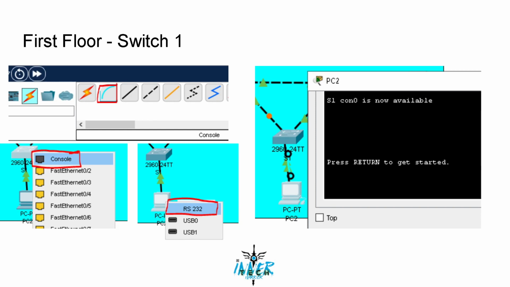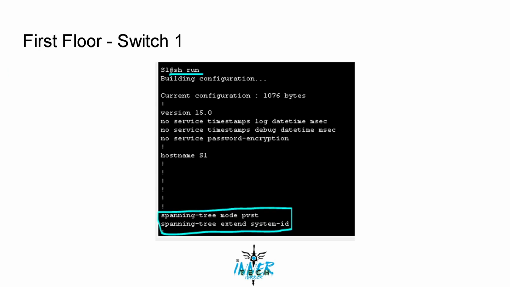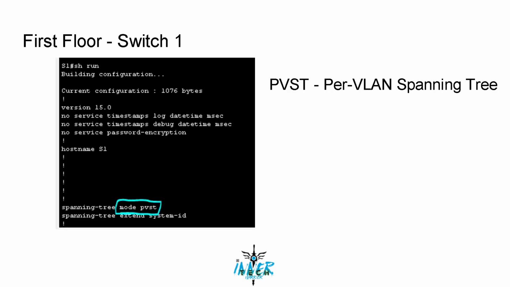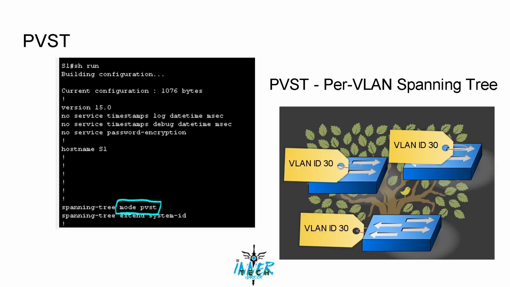So let's first console to switch 1 using PC2. Now let's do a show run to see what type of spanning tree protocol we're using. The spanning tree mode is PVST. This sets the spanning tree mode to PVST, which stands for per VLAN spanning tree. Per VLAN spanning tree runs a separate instance of spanning tree for each VLAN configured on the switch. This provides optimization and load balancing across VLANs. PVST is Cisco specific, meaning other switches can't use this protocol.